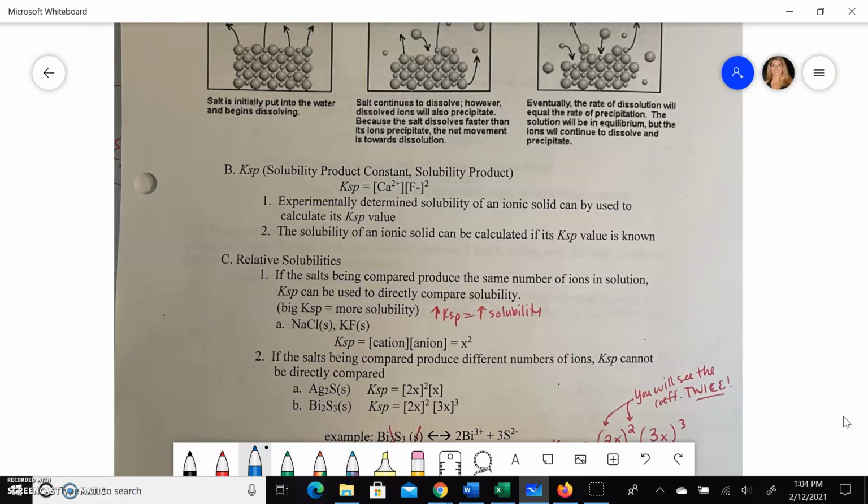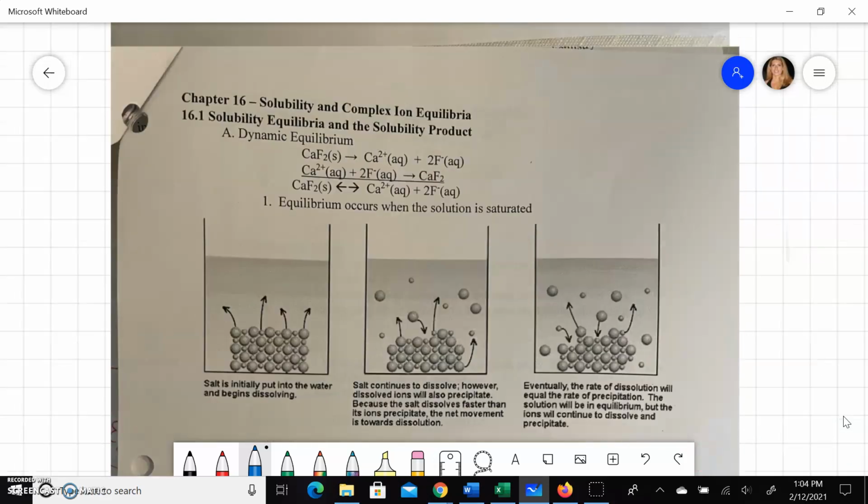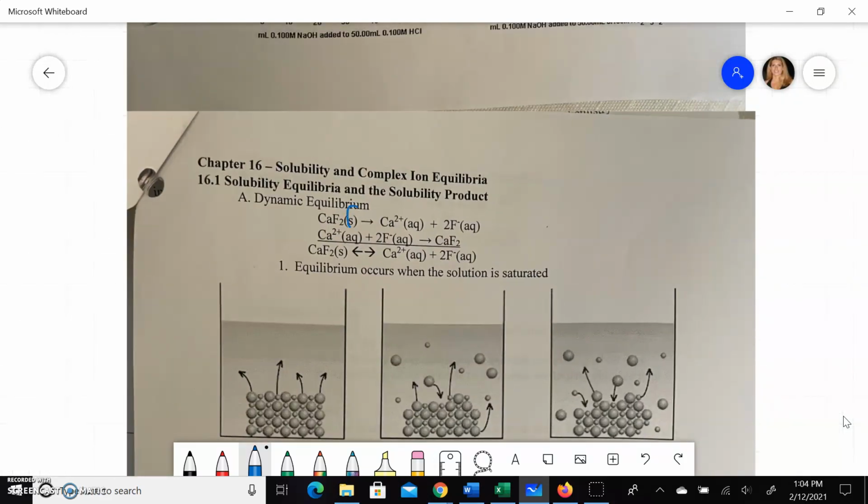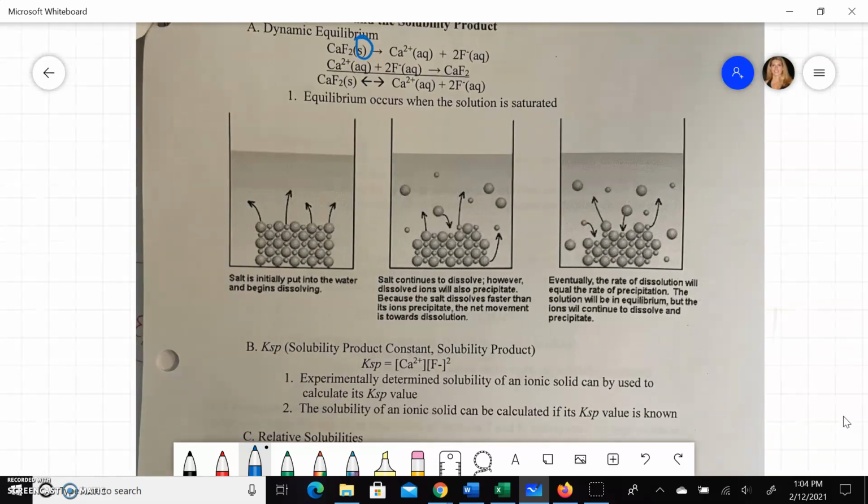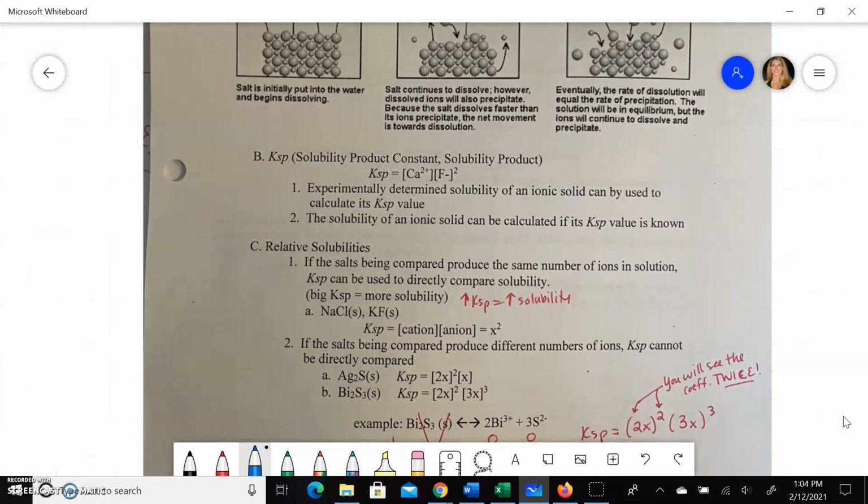Now notice that for the KSP equation, it's not a fraction. That is because when you're doing solubility, you're starting with a solid. If we look back up here at this example, we're starting with a solid, and solids are not included in K equations, and so we have no reactants for the K fraction. All we have are the two products, which are the two ions. But you still square them just like you would before.